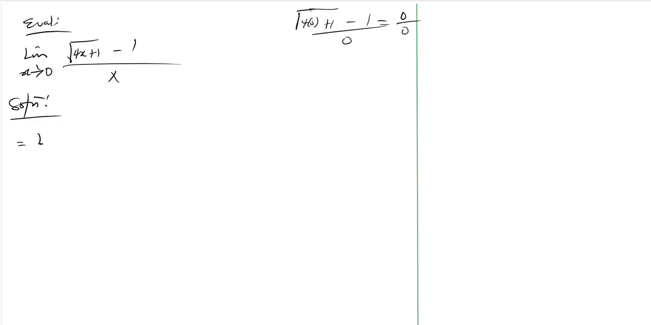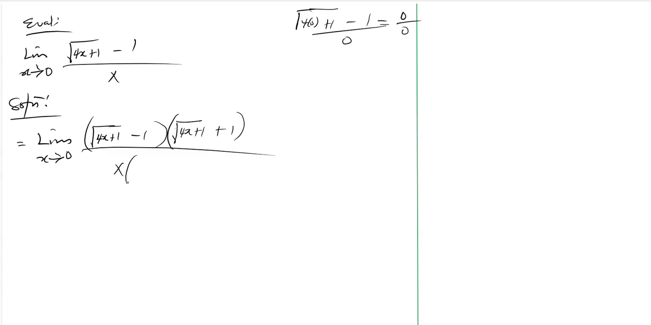So the right solution will be we multiply both sides by the conjugate of the numerator. So this will give us the limit as x approaches 0 of root 4x plus 1 minus 1, multiply the conjugate, which is root 4x plus 1 plus 1, all over x multiply the conjugate of the numerator, root 4x plus 1 plus 1.